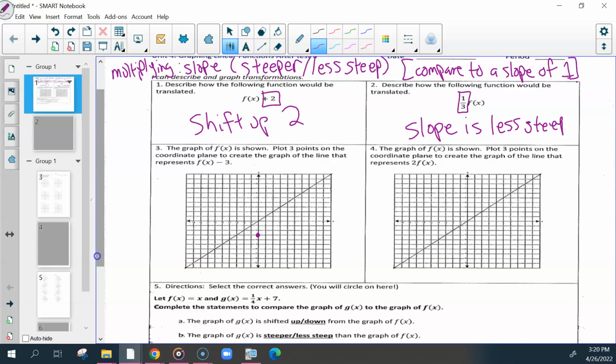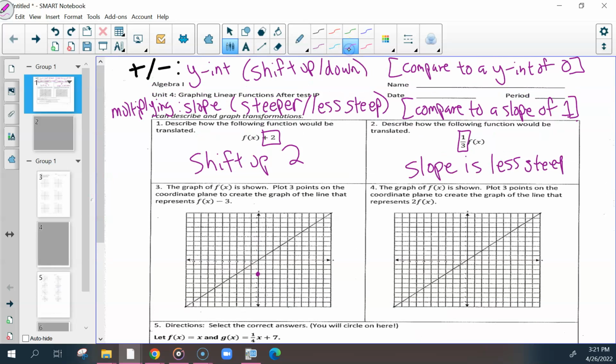It does not matter where. The slope here is not changing. So if you want to add that to our list of notes, y-intercept doesn't change when our slope changes. And then when our y-intercept changes, the slope doesn't change.